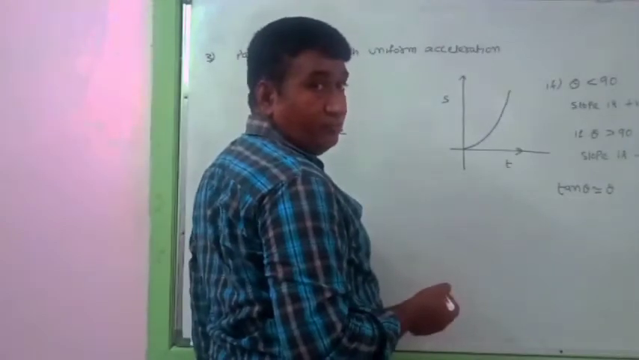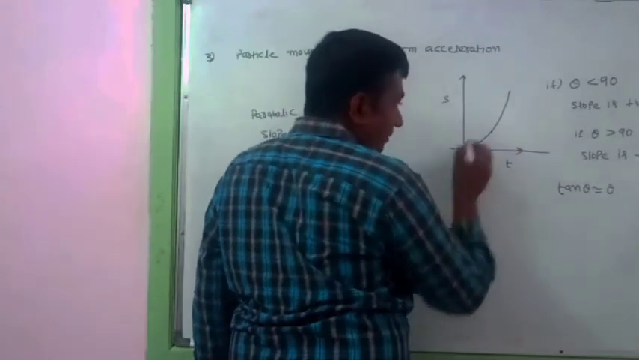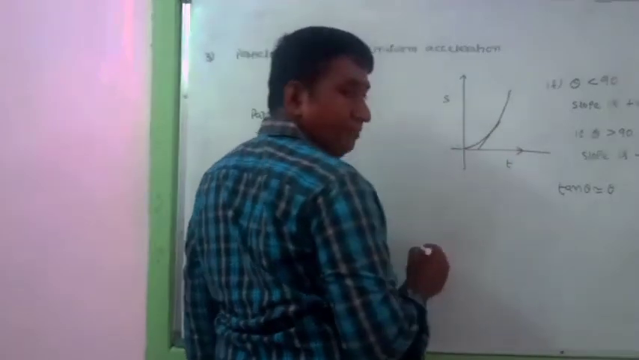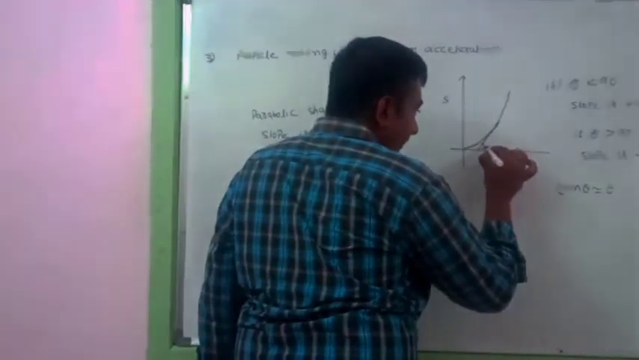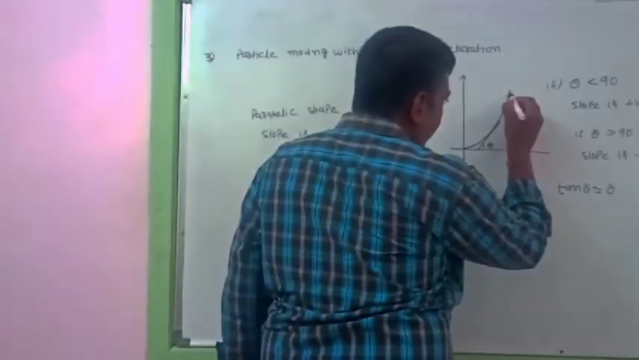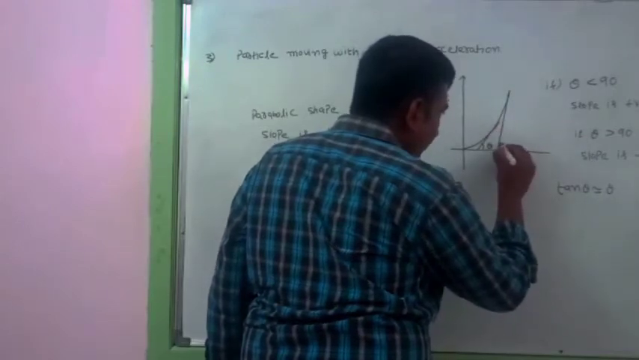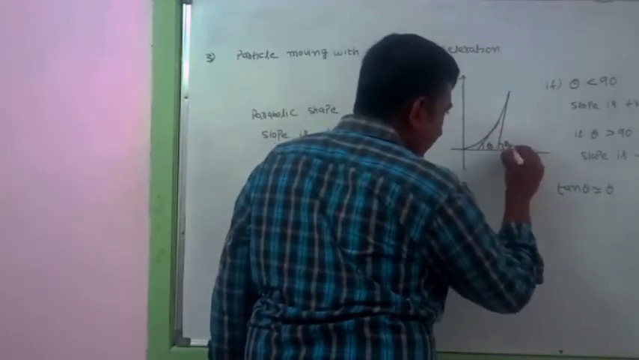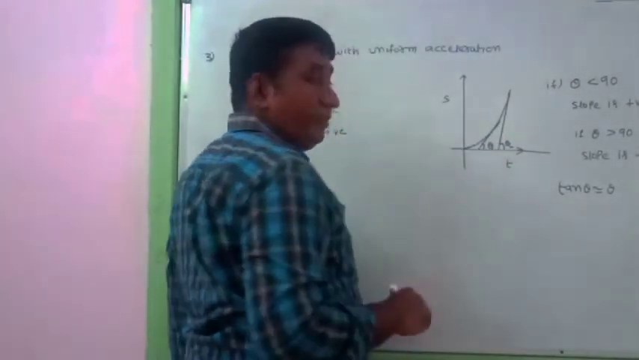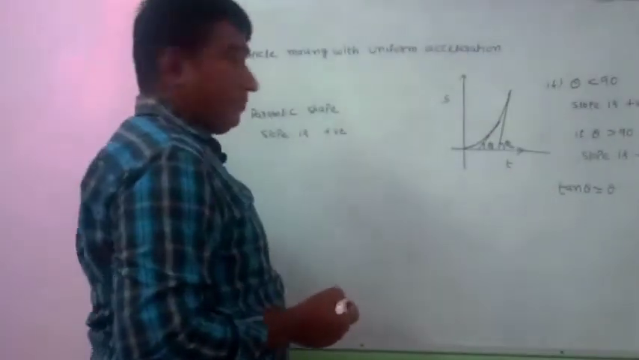Velocity is positive. So for example, at this point I have to find the slope. If I draw a chord, a straight line, then this will make an angle of theta with respect to the x-axis. Next I am considering another point. If I draw at this point, here also you can see theta 1, theta 2, which is also less than 90 degrees, then slope will be positive. This shape you can call a parabolic shape.